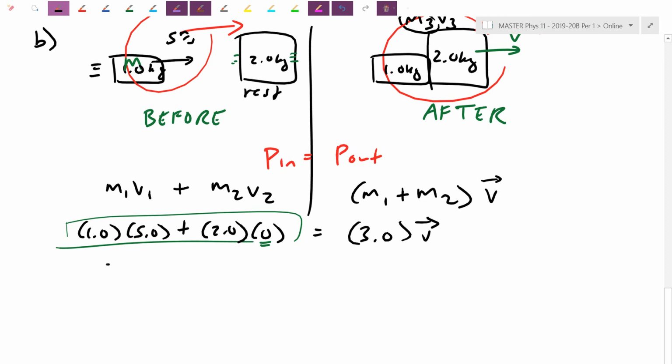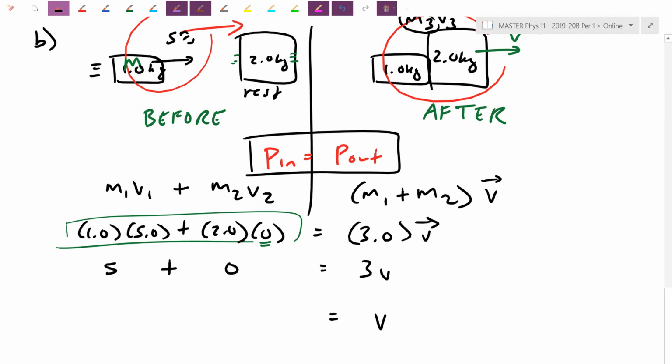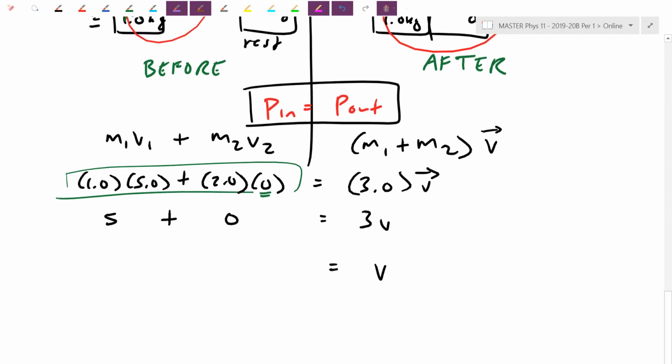So just like earlier, we have a 5 tending to stay in motion. The second object here is going to be a 0. This is equal to 3 times the term of velocity. For momentum to be conserved, for the physics in our universe to be obeyed, 5 divided by 3 is 1.67, I think it is, so let's just say 1.7.